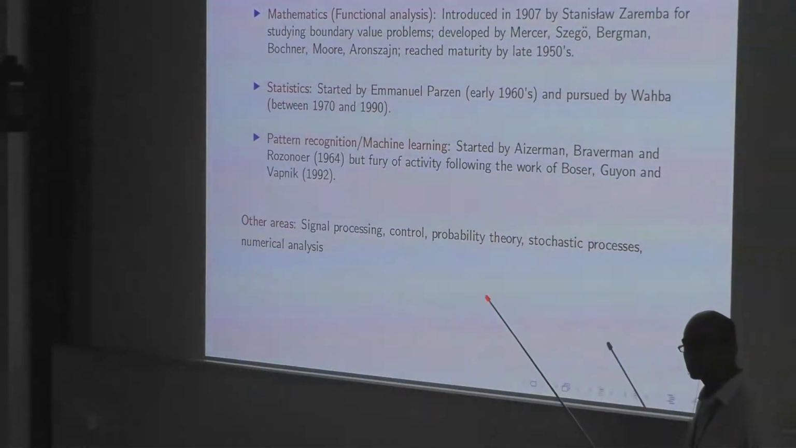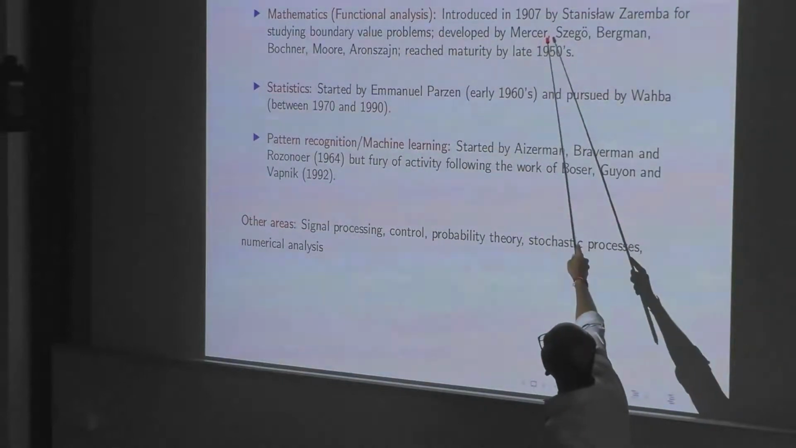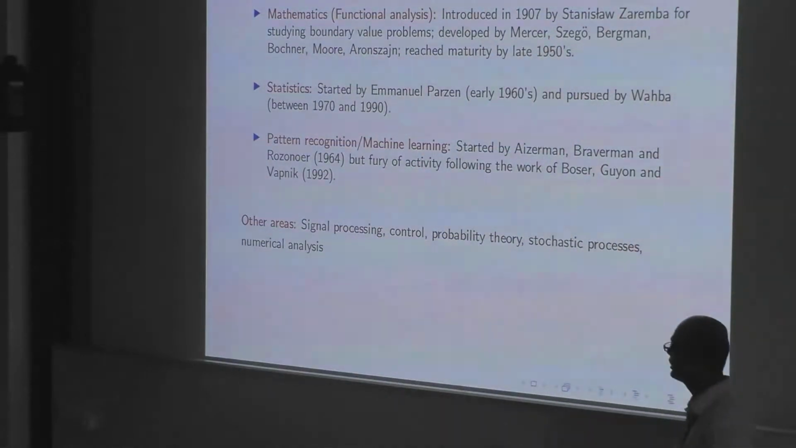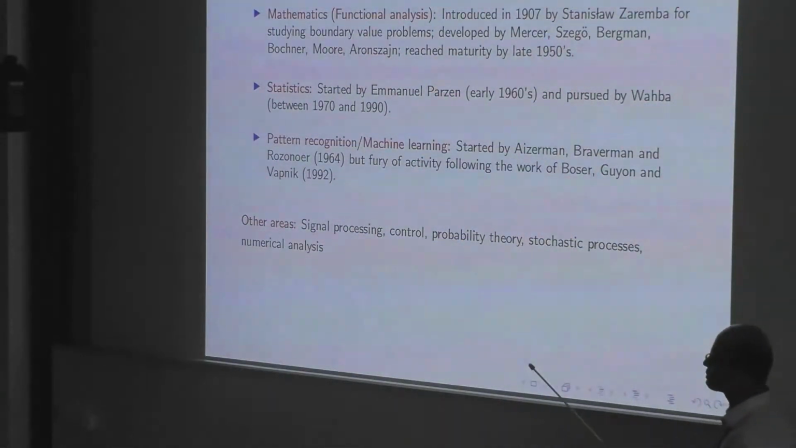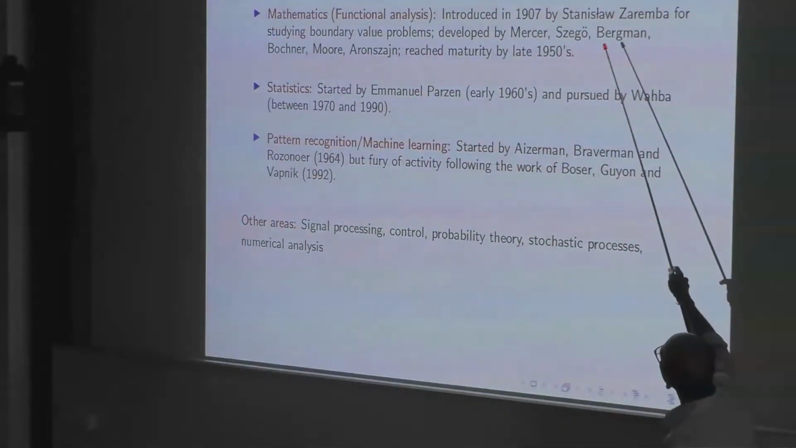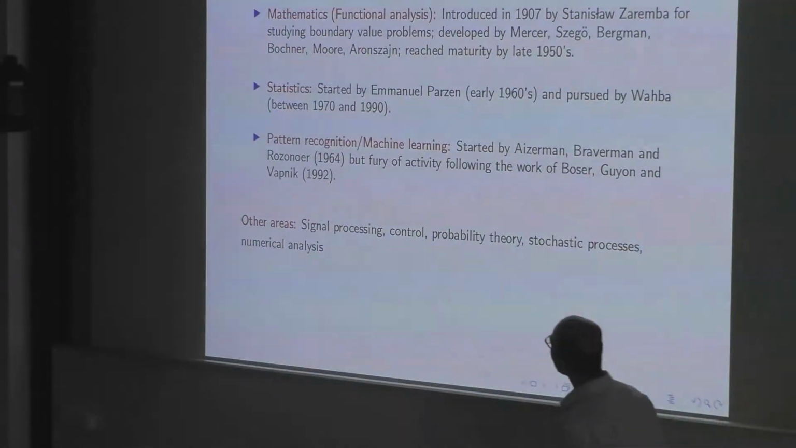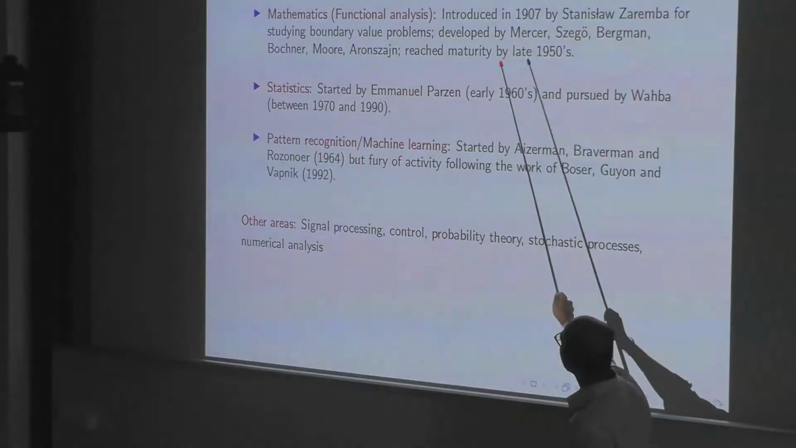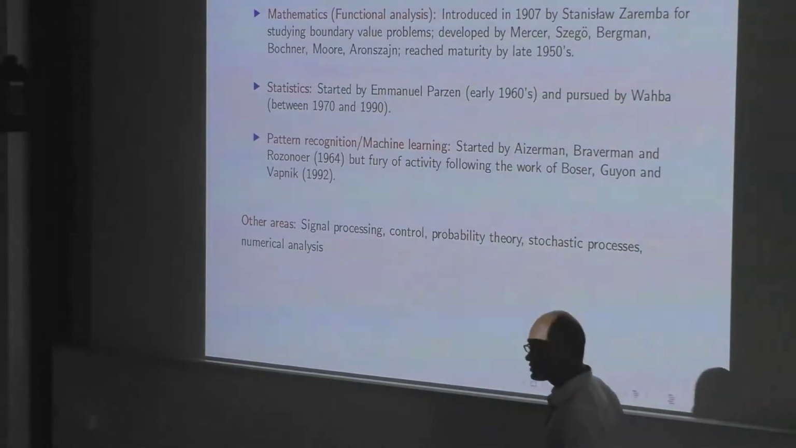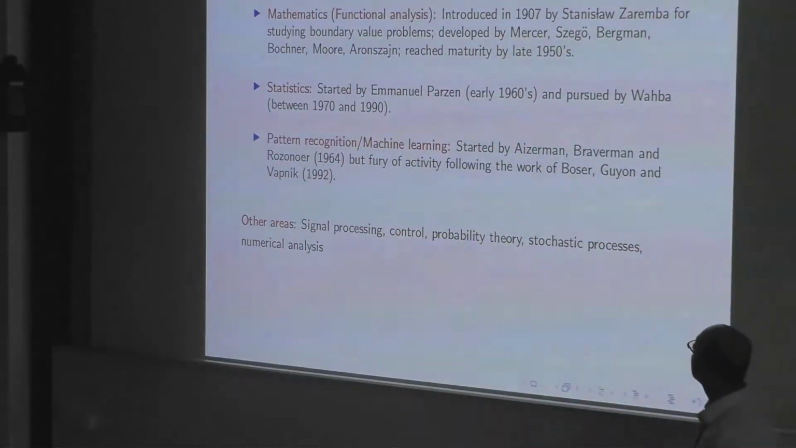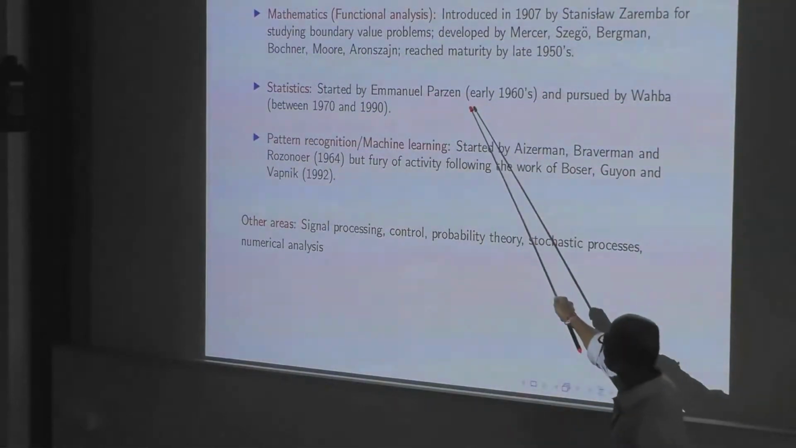Please don't think that kernels came into the picture only in machine learning. This thing has existed since the 1900s. It was introduced in mathematics, particularly by people working in partial differential equations. It was introduced by Stanislaw Zaremba, and then a lot of work was done by Aronszajn, when this theory matured by the 1950s, and then it was picked up by Emanuel Parzen.